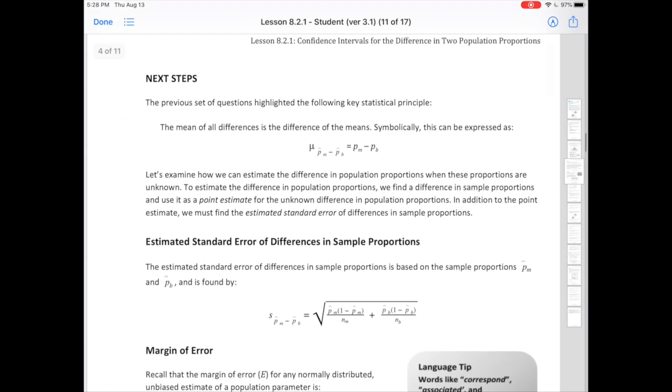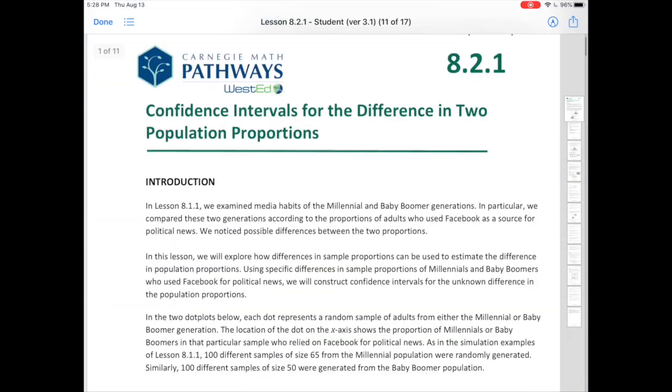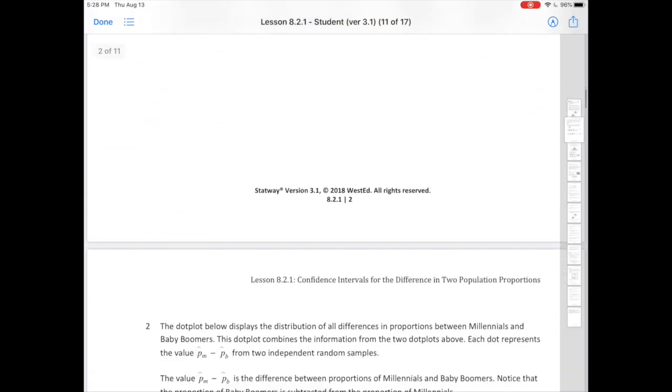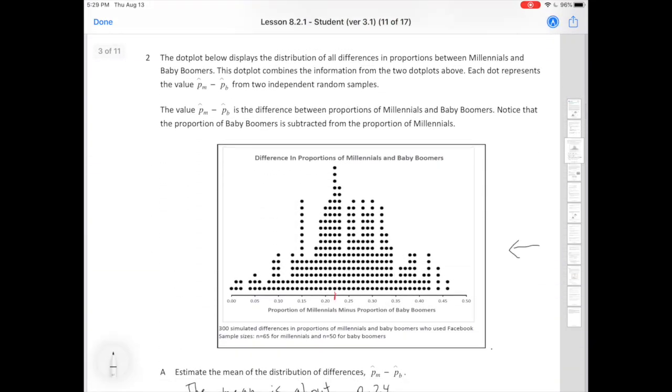Next steps. The previous set of questions highlighted the following key statistical principle. The mean of all differences is the difference of the means. Symbolically, this can be expressed as the mean of the difference distribution is equal to the difference in the two individual means. So if we were to look at a picture to help us with this, it means that the mean of this picture minus the mean of this picture gives us the mean of this picture.